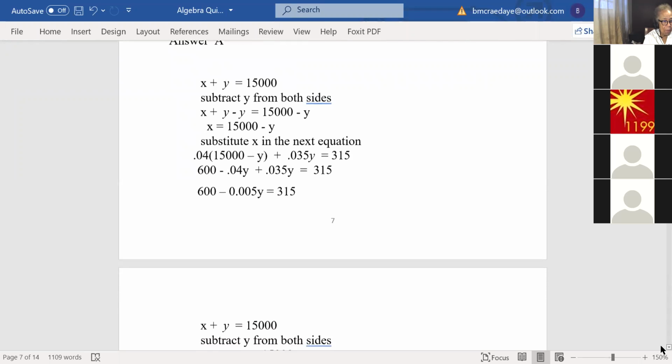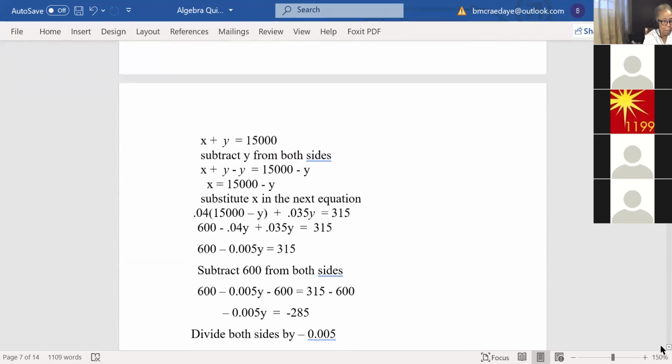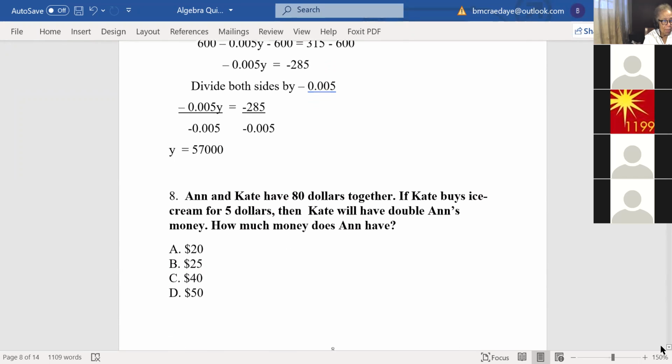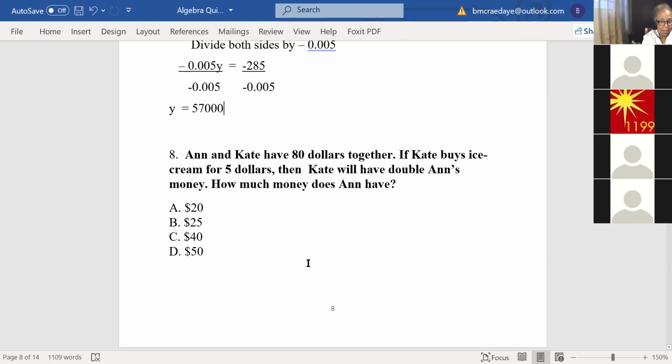Okay. All right. Let's go to number, what was that, 7? This is number 8 now. Number 8. Did anybody solve number 8? I put my answer as B, 25. How did you solve it?